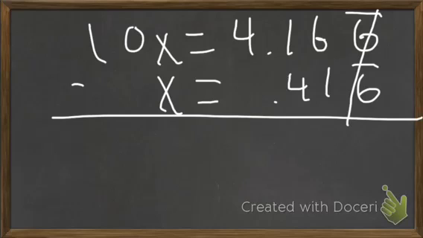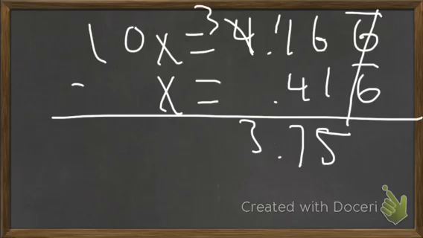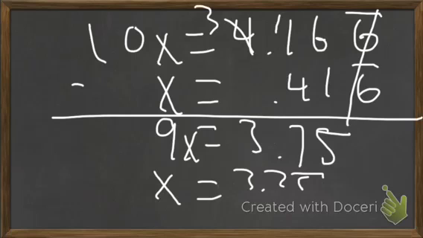So just using our subtraction from right to left, 6 minus 1 will give us our 5. 1 minus 4, we're going to have to carry here. So then our 11 minus 4 will give us our 7. Then we have our 3. 10x minus x is just our 9x. So 9x equals my 3.75. Again, I have to solve for x, so I'm just going to divide by 9. So I'll get x equals 3.75 over 9.